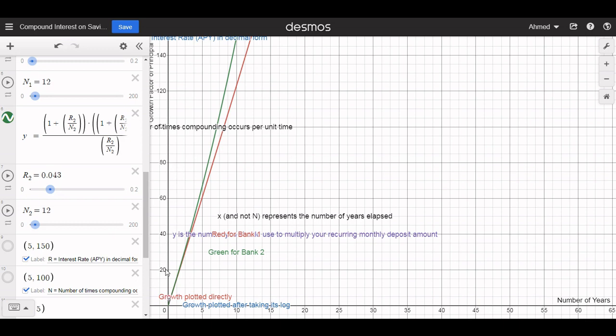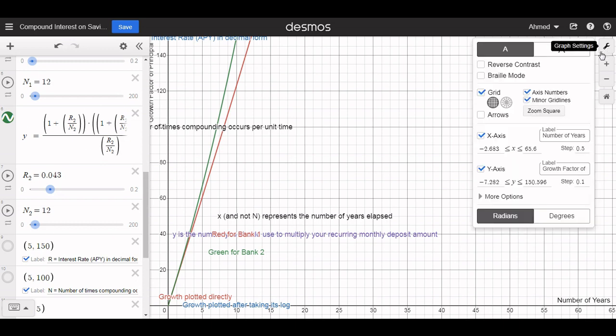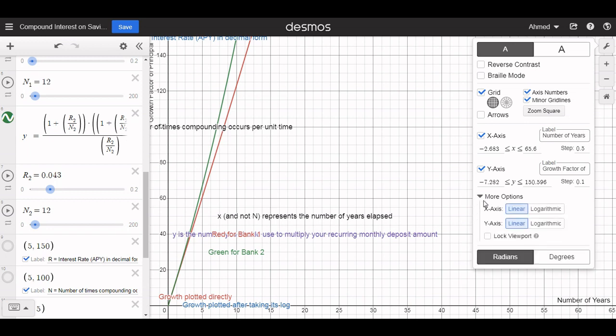So if I was to convert the y-axis scale to a logarithmic scale, that would in effect be the same as if I took the logarithm of the y values. But instead of going through all of that, there's a simple way of just changing the type of scale. So I go back to this wrench icon, I click on it, and we click on the more options arrow, and here's the y-axis. It shows you right now both x and y are being plotted along linear axes. And so I'm going to take the y-axis and convert the scale to a logarithmic scale.